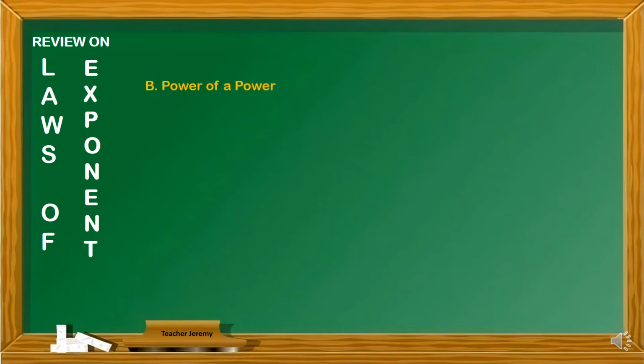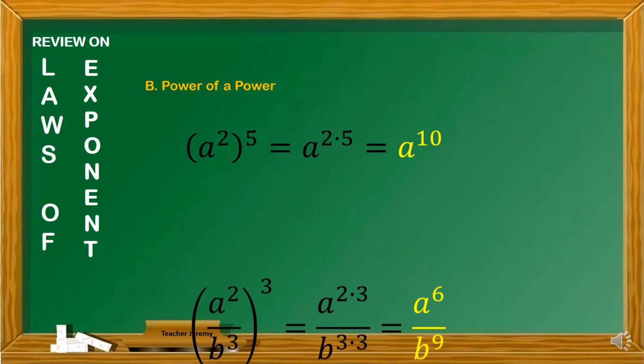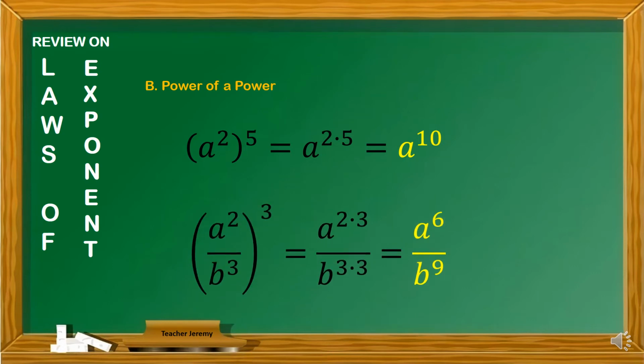Okay, next, we have power of a power. In here, class, as you notice, we have two exponents. A squared raised to the 5th power. So, 2 and 5, you're going to multiply them since they are exponents. So, 2 times 5, that is 10, meaning a squared raised to the 5th power is a raised to the 10th power.